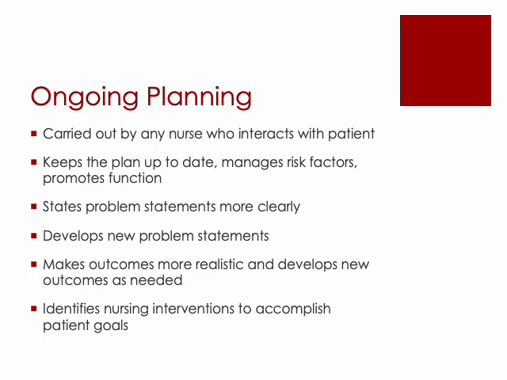Ongoing planning is carried out by any nurse who interacts with the patient. Its chief purpose is to keep the plan up to date to facilitate the resolution of health problems, manage risk factors, and promote function. The nurse caring for the patient uses new data as they are collected and analyzed to make the plan more specific and accurate, and therefore more effective. The work of ongoing planning includes stating nursing diagnoses problems more clearly, developing new diagnoses and problems, adjusting patient outcomes to be more realistic, developing new outcomes as needed, and identifying nursing interventions that will best accomplish the patient's goals.